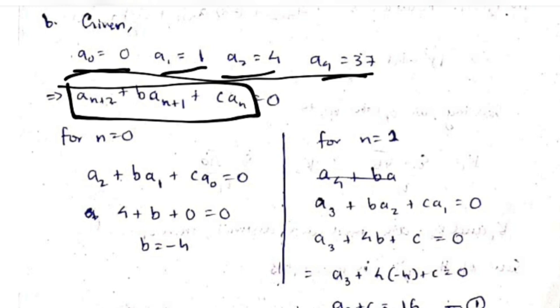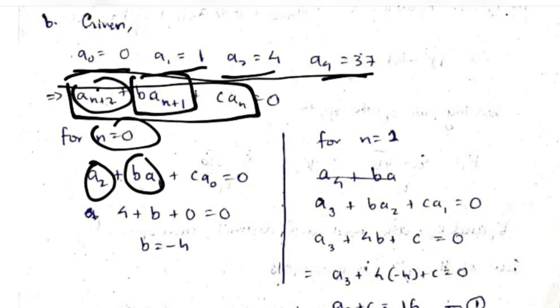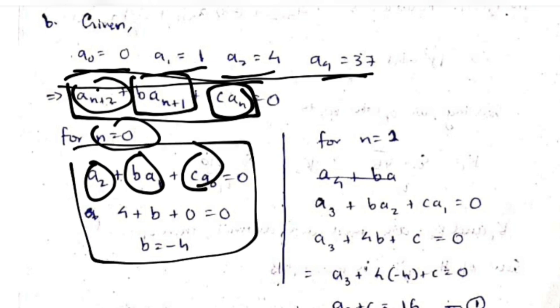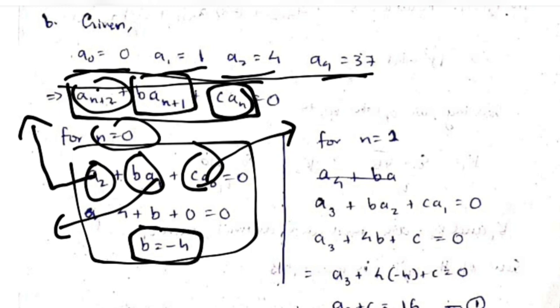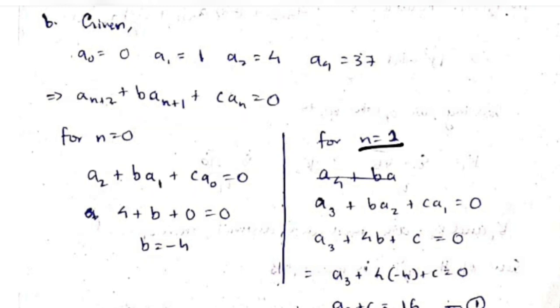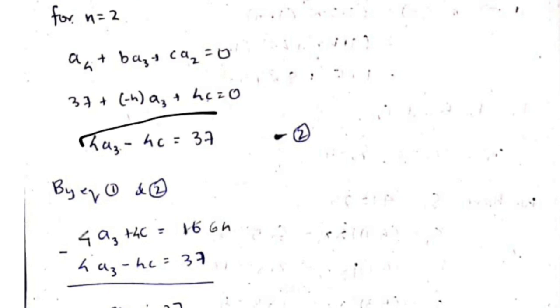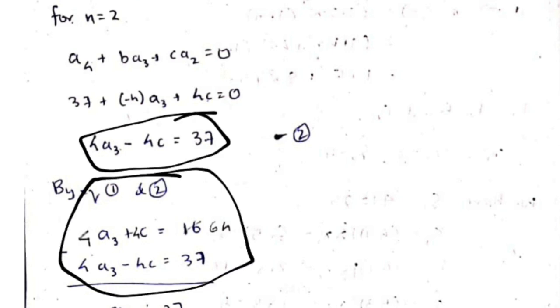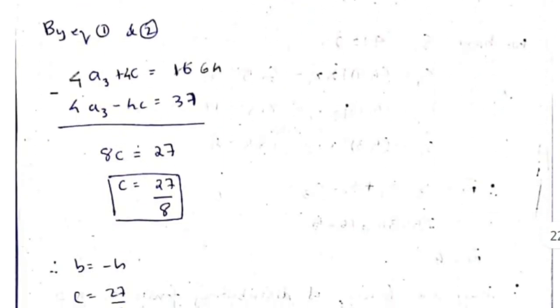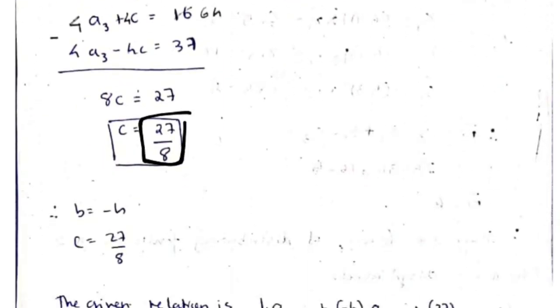Okay, now for n equal to 0, a(n+2) is a2, b a(n+1) is b a1, and c a(n) is c a0. Okay, so then we will simplify it by using the values which you have here. A2 value we know, and a0 value also we know, a1 also we know, so b will be minus 4. Similarly, if we put n equal to 1, and for n equal to 2, we will get another equation here. By equations 1 and 2, we can find the values of b and c. C we will get as 27 by 8, so we have b and c constants here now.